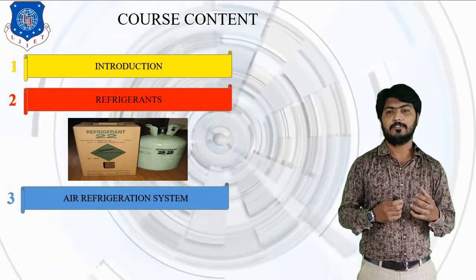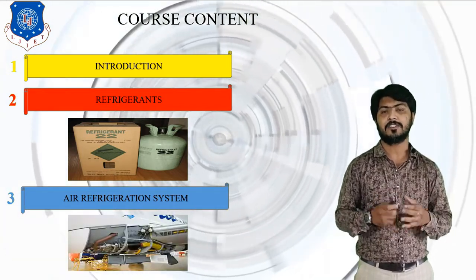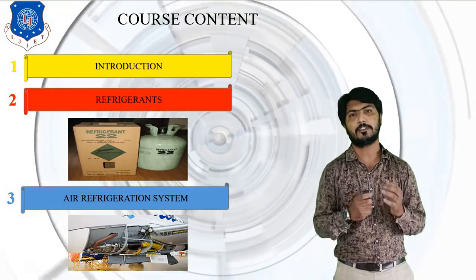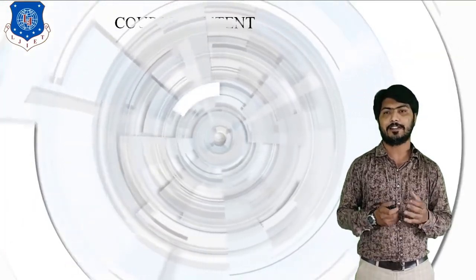Third chapter is air refrigeration system. In this chapter we discuss the air refrigeration cycle, which is basically of 2 types, open cycle system and closed cycle system, which is used in aircraft.